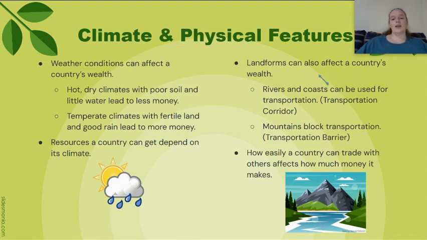Landforms can also affect a country's wealth. Rivers and coasts can be used for transportation. These are corridors, whereas mountains block transportation, are barriers. How easy a country can trade with another affects how much money it makes as well. So if the country has lots of rivers and coasts, it will be able to trade better than a country that has no rivers, coast, and is surrounded by mountains.